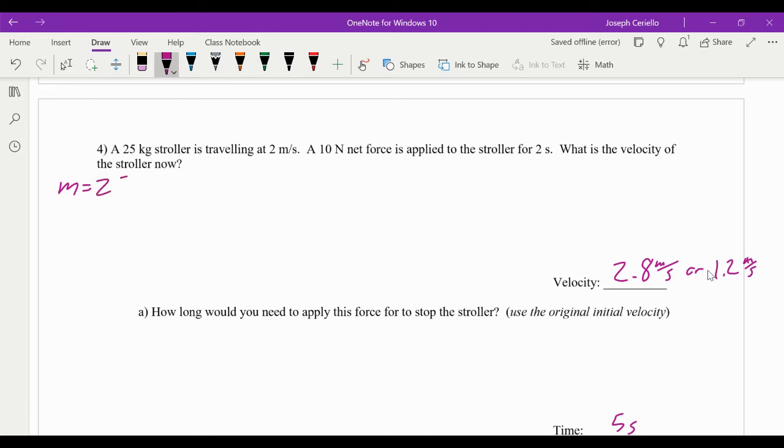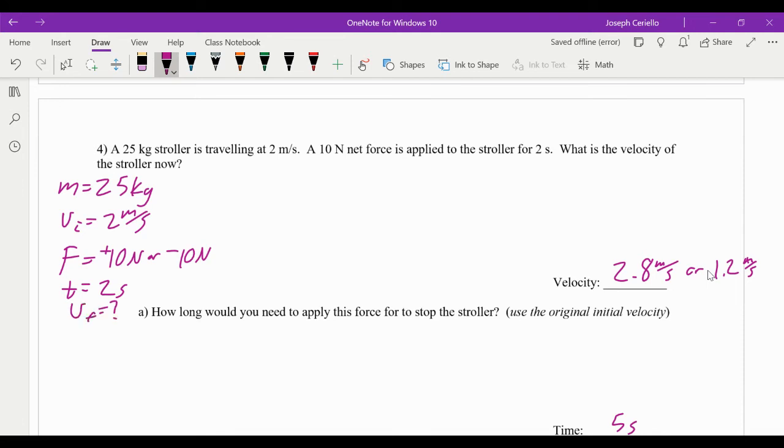So the mass of the stroller is 25 kilograms, that's about 55 pounds, and it's traveling with an initial velocity of 2 meters per second. So the force we don't know. Let's say it could be positive 10 newtons or it can be negative 10 newtons. I was ambiguous accidentally. Doesn't really matter which one you pick as long as you do the work correctly. And the time is going to be 2 seconds. What's the final velocity of the stroller?